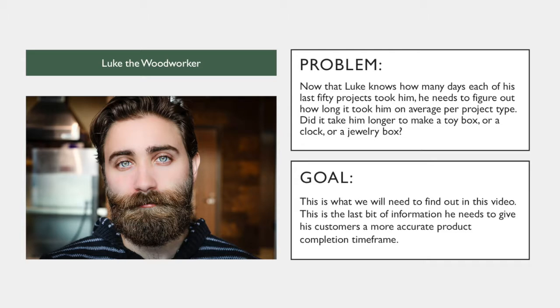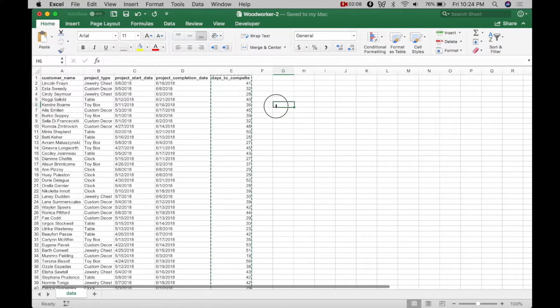Woodworker. Now that Luke knows how many days each of his last 50 projects took him to complete, he needs to figure out how long it took him on average per project type. Did it take him longer to make a toy box, or a clock, or jewelry box? This is what we need to find out in this video. This is the last bit of information that he needs to give his customers a more accurate product completion timeframe.